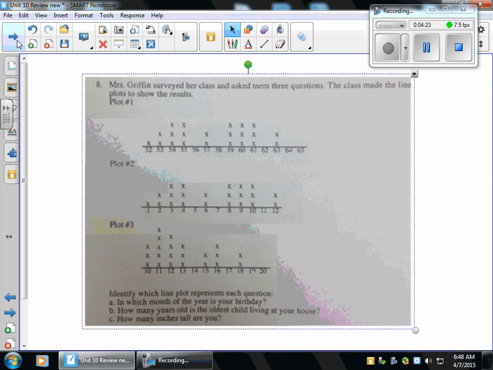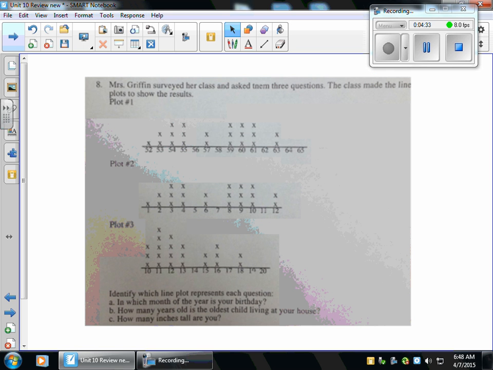Mrs. Griffin surveyed her class and asked them 3 questions. The class made line plots to show the results. Here are the 3 questions. They're down at the bottom here. In which month of the year is your birthday? Well, let's take a look at the 3 plots. First of all, I have to figure out how many months there are in a year. There's 12 months in a year. So which one of these would work with 12 months? Well, I know this one wouldn't work. This one could work because the first month would be January, the last month would be December. And I know this one wouldn't work. So I automatically know that plot 2 is A.